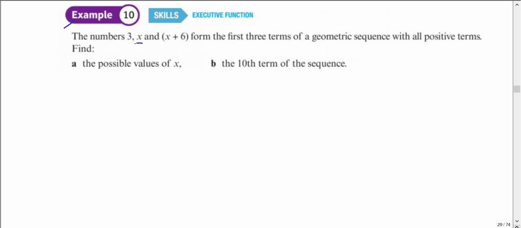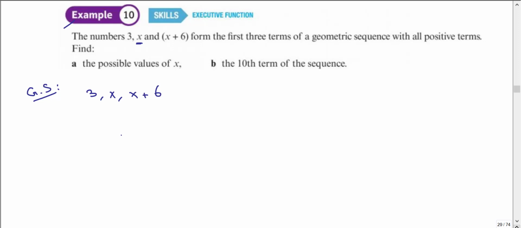So x here would be the second term. This is the second term, and it is also used in the third term. So we have a geometric sequence. They say we have terms 3, x, and the third term is x plus 6. And they ask what are the possible values of x? Well, we are not given anything, meaning we don't have enough data to use.